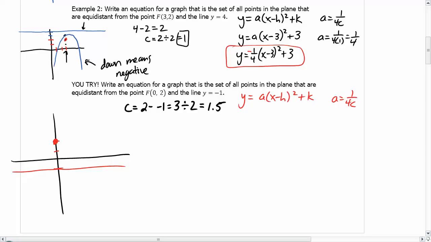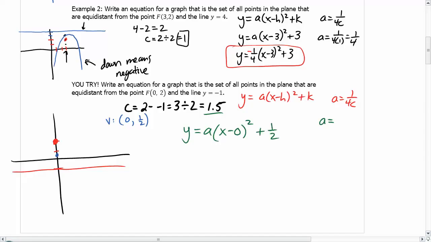So from the line, counting up 1 takes me to the origin. 1.5 takes me exactly halfway between. So that's at 1/2. So I now see my vertex is at 0, 1/2. A little tricky. Okay, well, the distance was 1.5, so I have that for later. So start filling in your equation. y equals a(x minus 0) squared, and then plus 1/2.